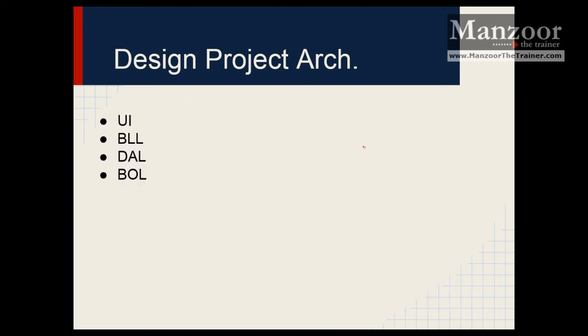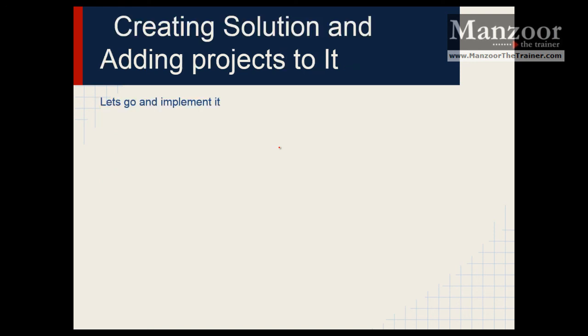So we have user interface in MVC, business logic layer in C sharp, data access layer in Entity Framework, and business object layer as well using Entity Framework. So let's go and implement this. Let's create the architecture, or you can say solution, and let's add all these projects to it.